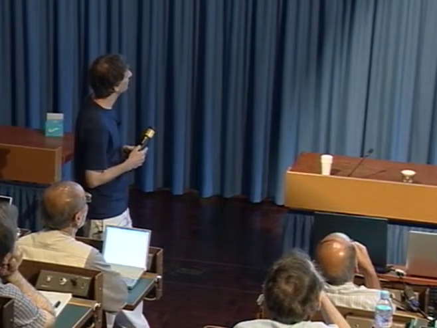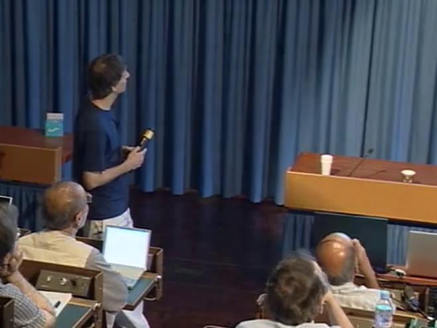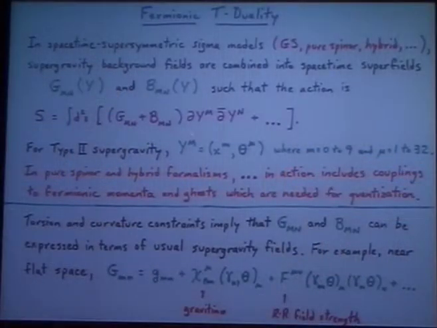So for example, for type 2, if you want to describe the sigma model for the type 2 superstring, capital Y can either be the x's or the thetas. And capital M would be either the vector index small m or the spinor index mu. Okay, so for the type 2 superstring, m goes from 0 to 9 and mu goes from 1 to 32. If you're doing heterotic, mu would go from 1 to 16.